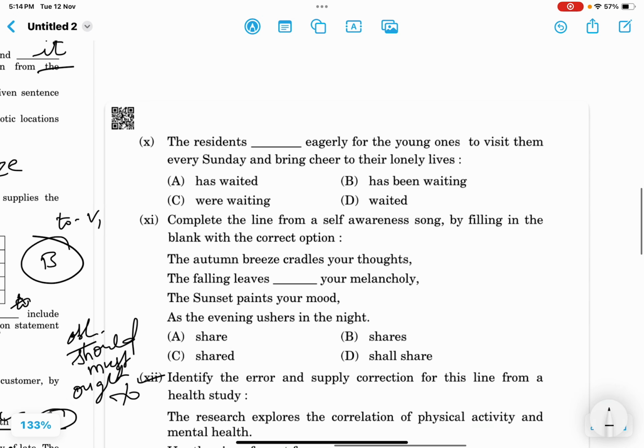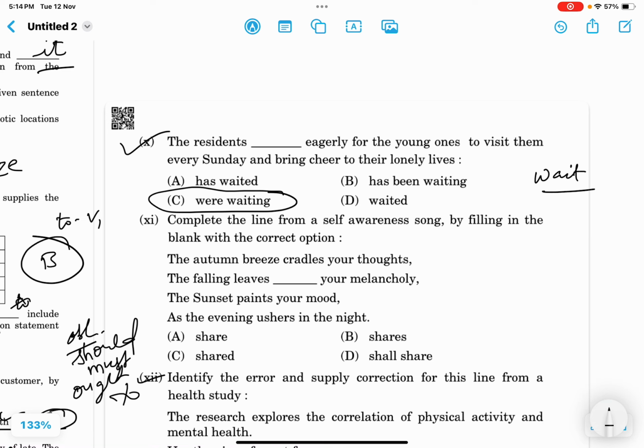Now the 10th one. Actually, in this question, I have a little doubt. You can do one thing. You can comment the correct answer according to you, which you feel the correct answer is here. But according to the marking scheme, the correct answer is over waiting. But I think wait should be the correct answer. Let's discuss the question.